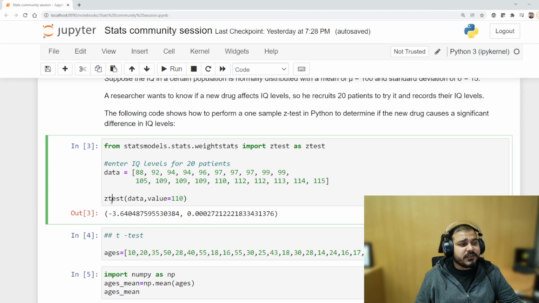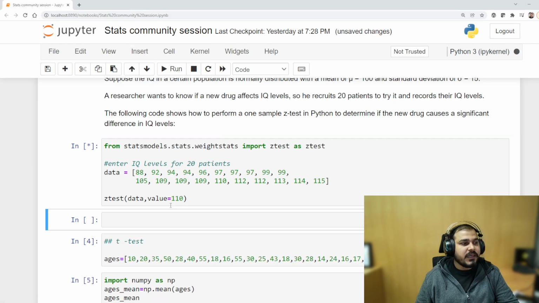Then I've used the Z test, which is present in stats.wage-stats. Here I've given the data, and here I've given the population mean. Once I compare, I'm getting the p-value as 0.0002. So this is my Z statistics value, and this is my p-value.